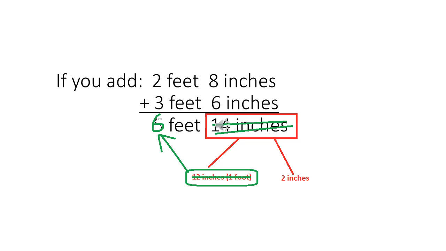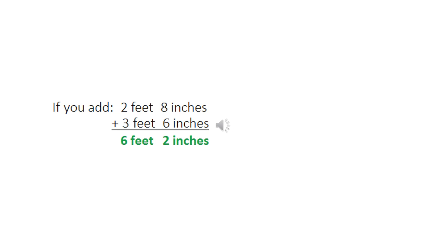Now, if you look at what we have here, we have 6 feet, and we still have those 2 inches left over. So, our answer to 2 feet 8 inches plus 3 feet 6 inches is 6 feet 2 inches.